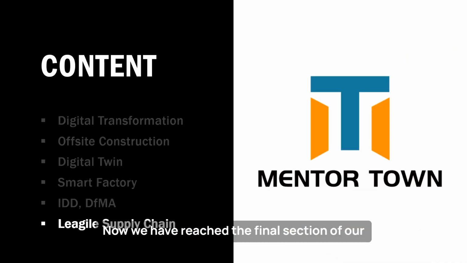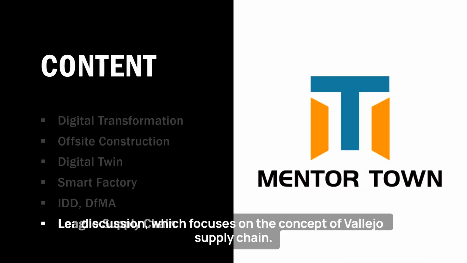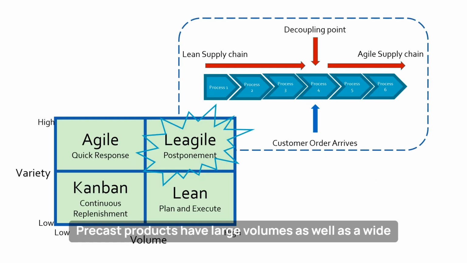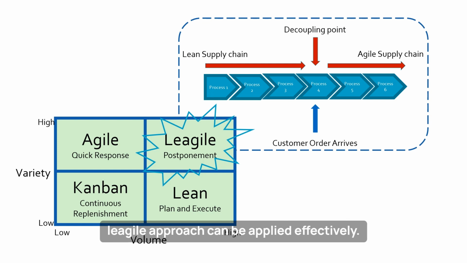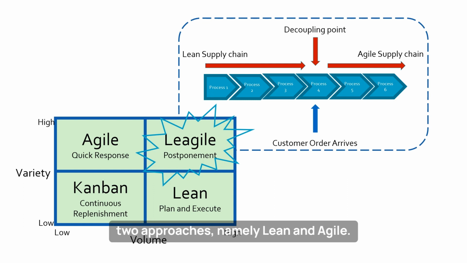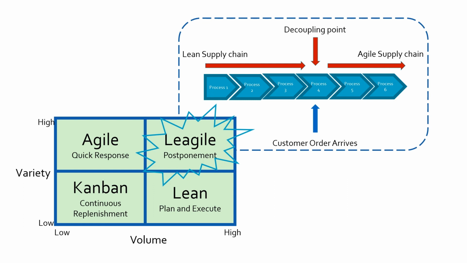Now we have reached the final section of our discussion, which focuses on the concept of a leagile supply chain. Precast products have large volumes as well as a wide variety, so they lie in the fourth quadrant, where the leagile approach can be applied effectively. Leveraging Industry 4.0 technologies, achieving a leagile supply chain becomes possible. Leagile is a term that combines the characteristics of two approaches, namely lean and agile.